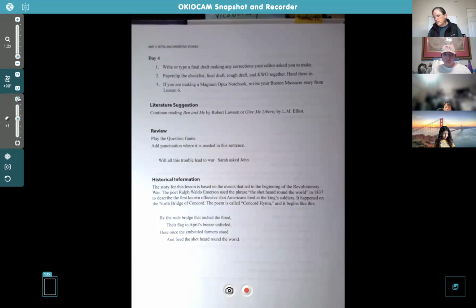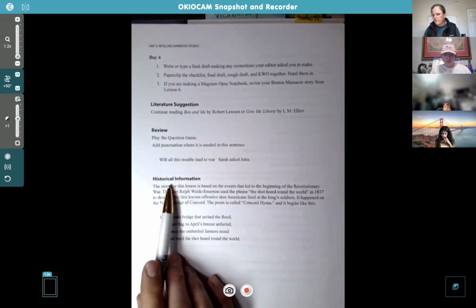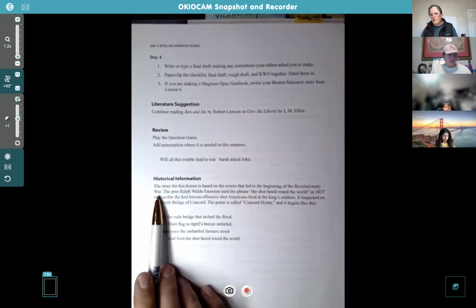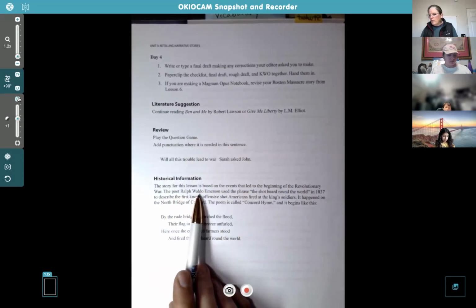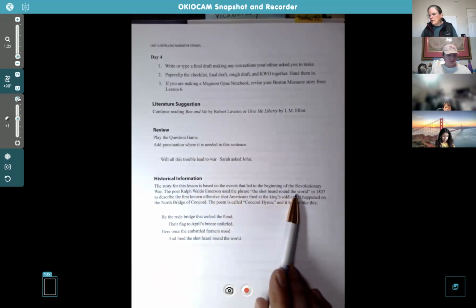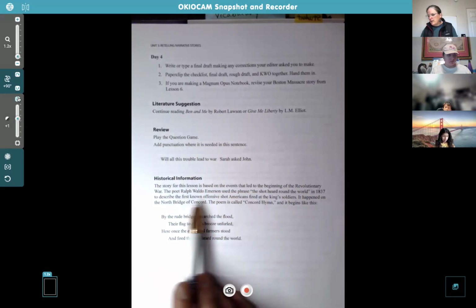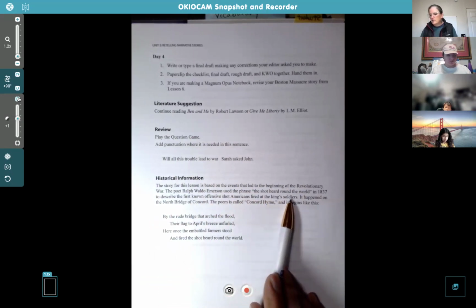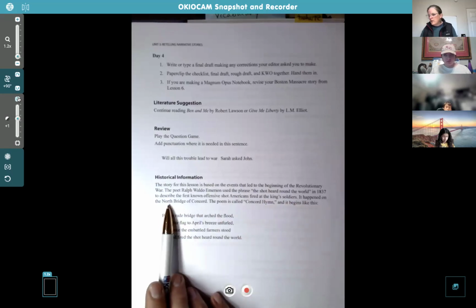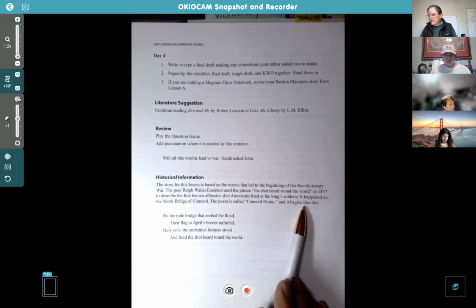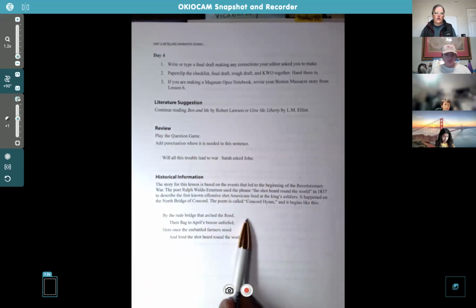So on page 72, right here where it says historical information, the story for this lesson is based on the events that led to the beginning of the Revolutionary War. The poet Ralph Waldo Emerson used the phrase, "the shot heard round the world," in 1837 to describe the first known offensive shot Americans fired at the King's soldiers. It happened on the North Bridge of Concord. The poem is called Concord Hymn, and it begins like this. Okay, so a hymn is like a song, and it's also a poem, and this is what he wrote.